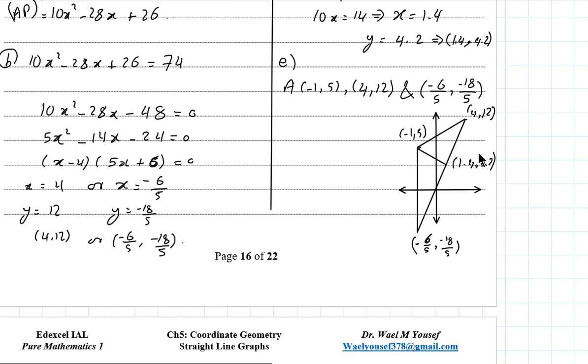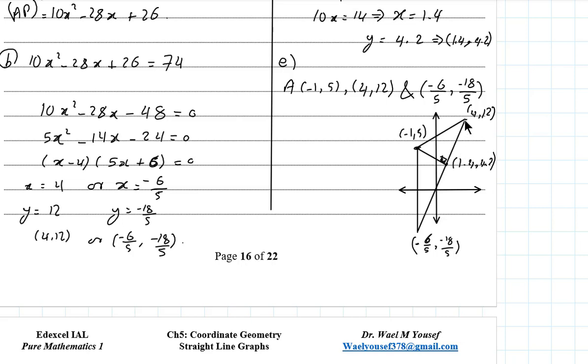E. Find the area of triangle ABC. This is the situation now. I draw the triangle. This is A, (negative 1, 5). These are B and C. Where is B and where is C? We have one of them (4, 12), and the other is (negative 6 over 5, negative 18 over 5). What we know is that this distance is the same as this distance, both of them square root of 74, and also we know that this is perpendicular, and this point is (1.4, 4.2), which is the point of intersection.